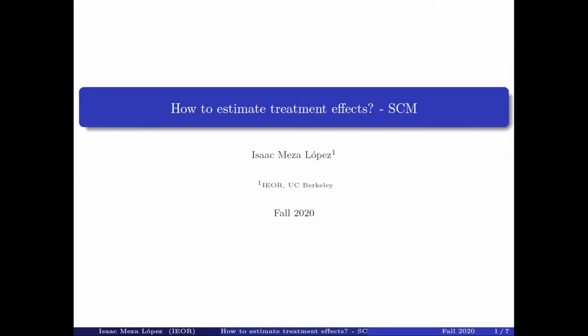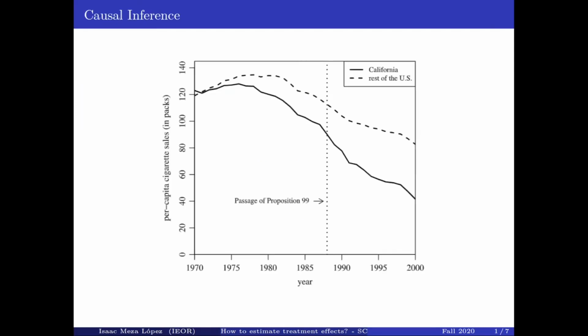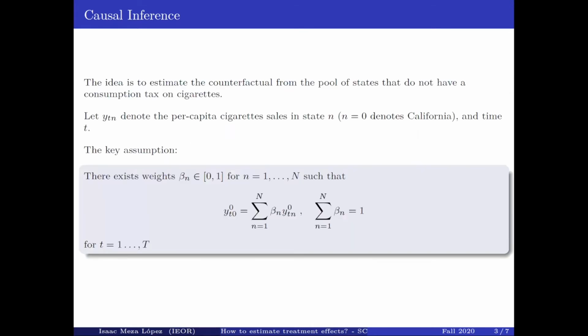Go ahead. Great. So hello, I'm Isaac, and I'm going to talk about how to estimate treatment effects. So suppose that we want to estimate the effect of a policy. In this case, what is the effect of Proposition 99, which is a tax increase on tobacco and cigarettes? From this graph, we aren't very sure what exactly the effect of Proposition 99 is. So the idea is that we are going to estimate this counterfactual: what would have happened if California didn't pass Proposition 99, based on other pool states that don't have this treatment.